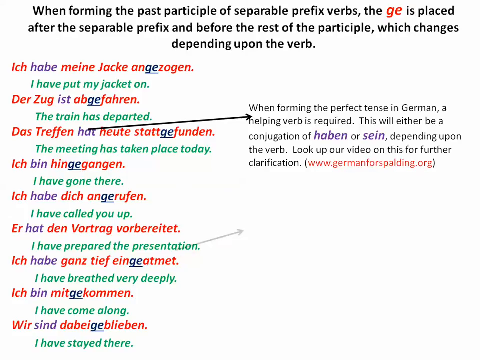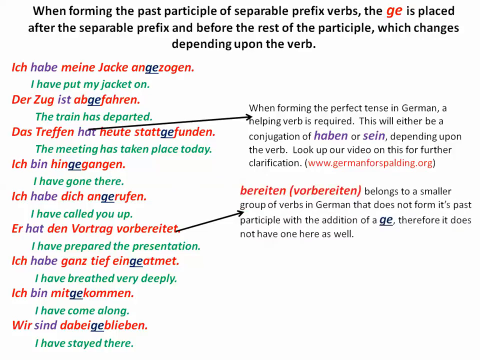Okay, and then yes. So bereiten, vorbereiten belongs to a smaller group of verbs in German that does not form its past participle with the addition of GE. Therefore, it does not have one here, and I just wanted to point that out.